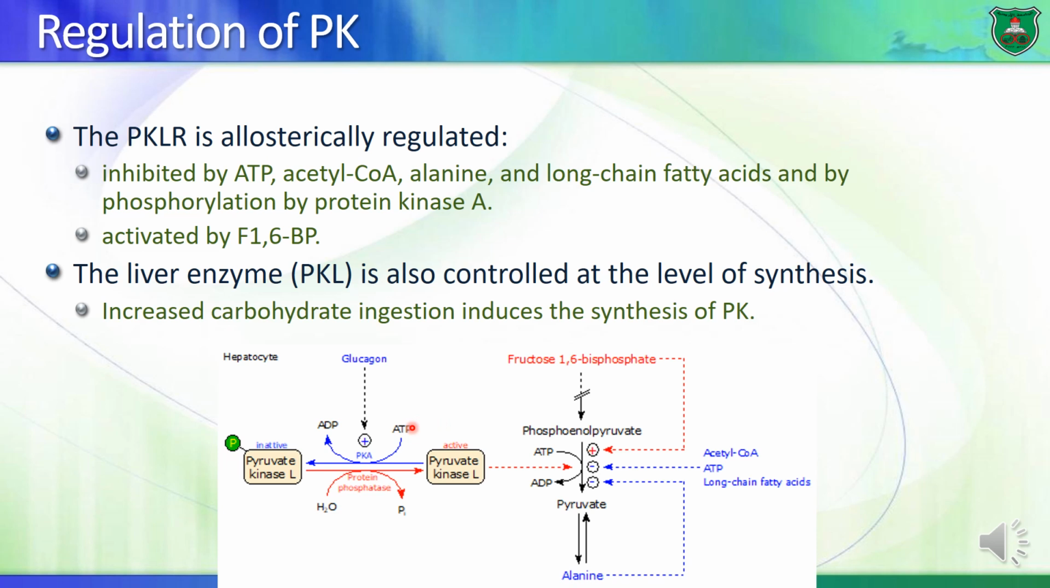Now, the enzyme is also regulated by phosphorylation by protein kinase A. And if there is high level of glucagon in the system, that would ultimately activate protein kinase A, which would phosphorylate pyruvate kinase. Now, the liver enzyme, by the way, is also regulated at the level of synthesis. So if there is high level of carbohydrates in liver or in the system, that would induce the synthesis of pyruvate kinase, I'm sorry.